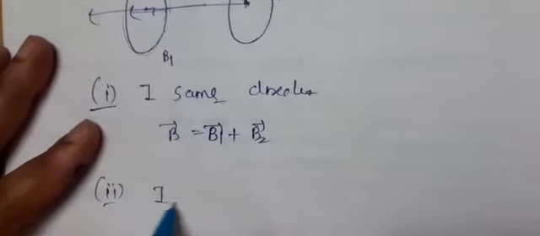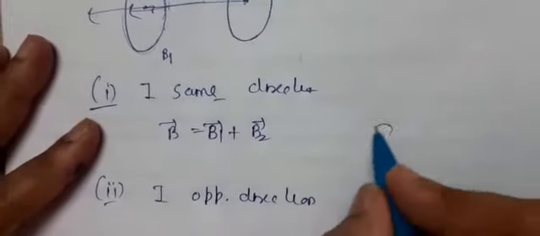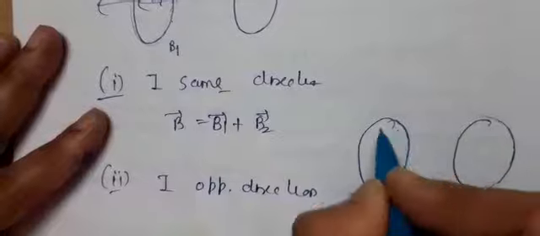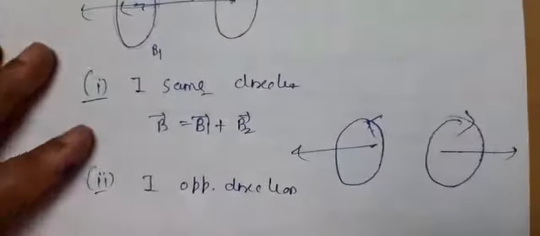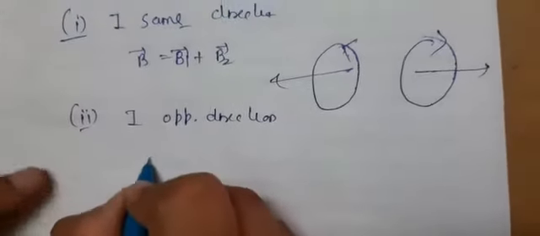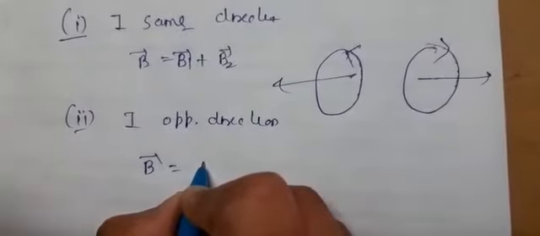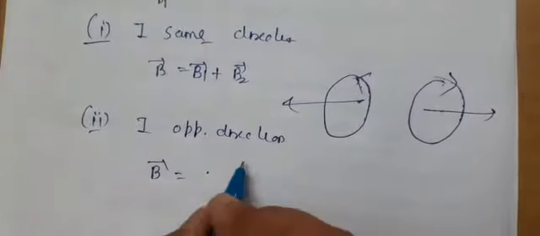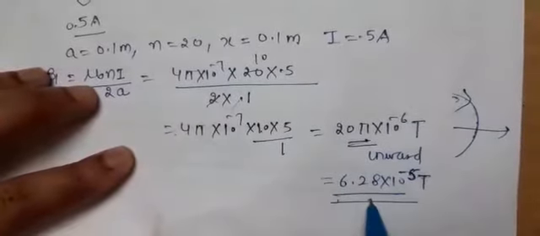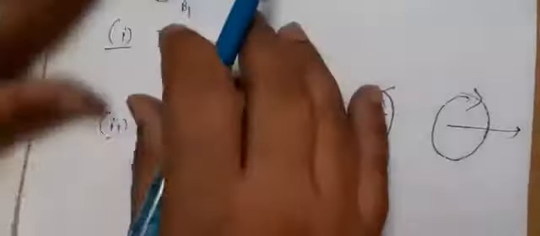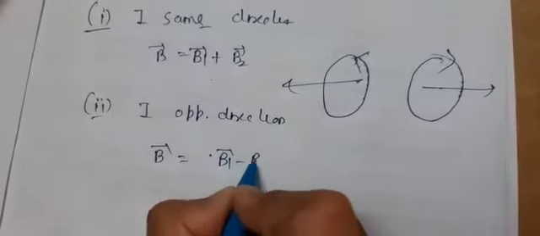And if the current is in the opposite direction, like this is in this direction, this is in this direction, basically their magnetic fields will be in opposite directions. So the net result will be either B1 minus B2 or B2 minus B1. As B1 is greater, when I have substituted the value of pi, it comes out to be 6.28 10 raised to the power minus 5, which is greater than B2. So it will be B1 minus B2.